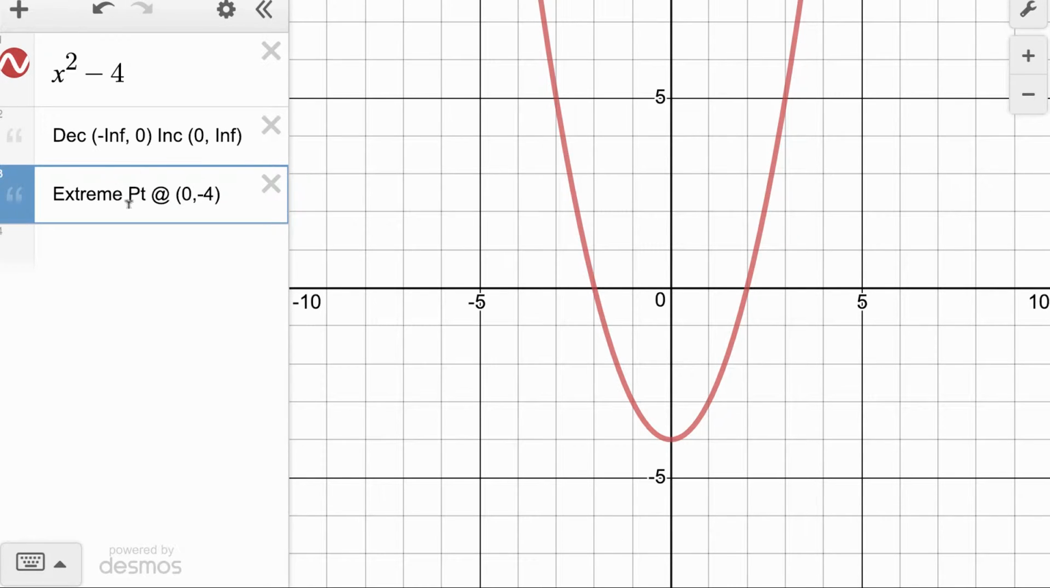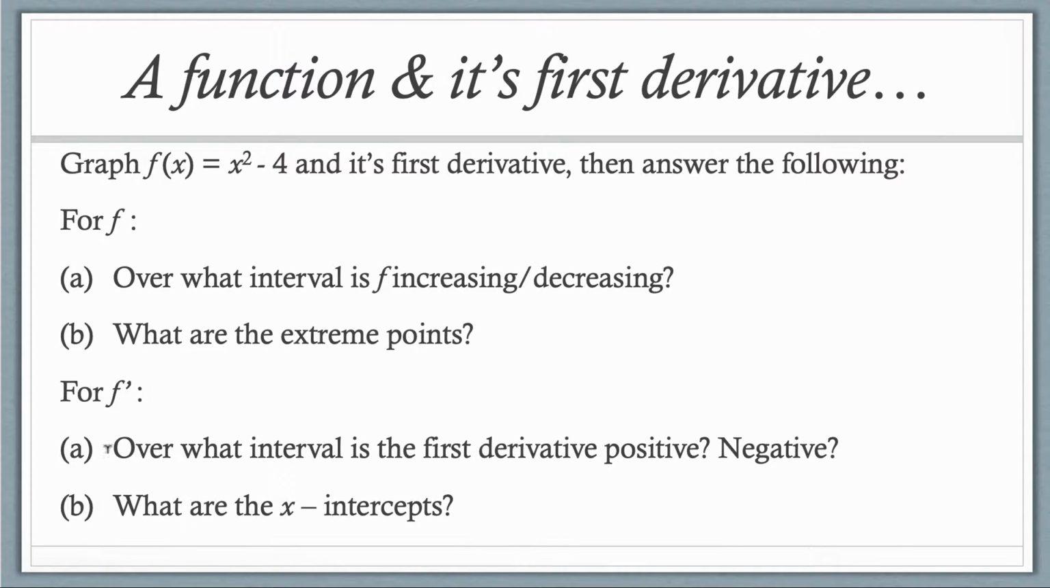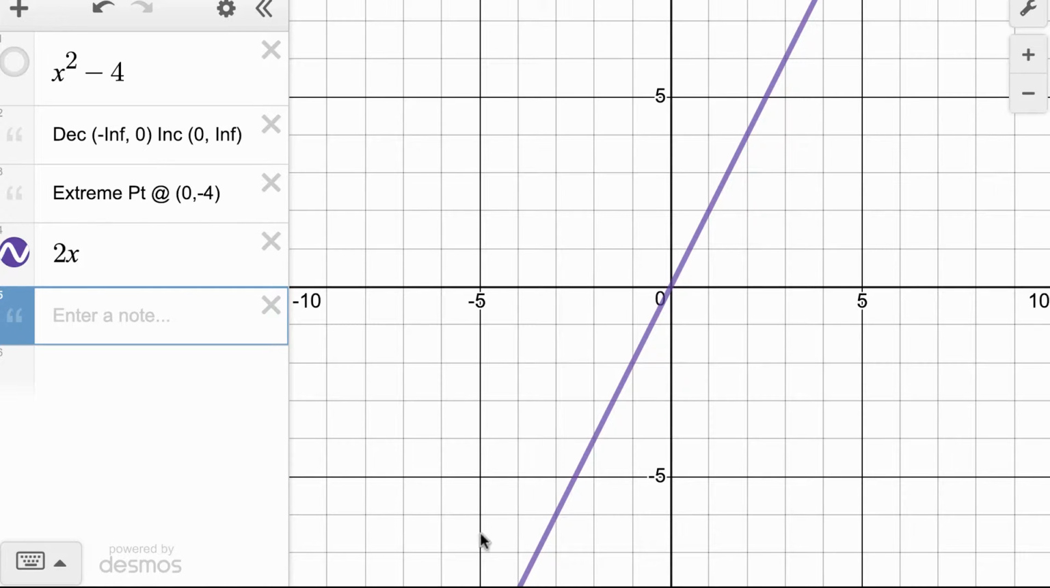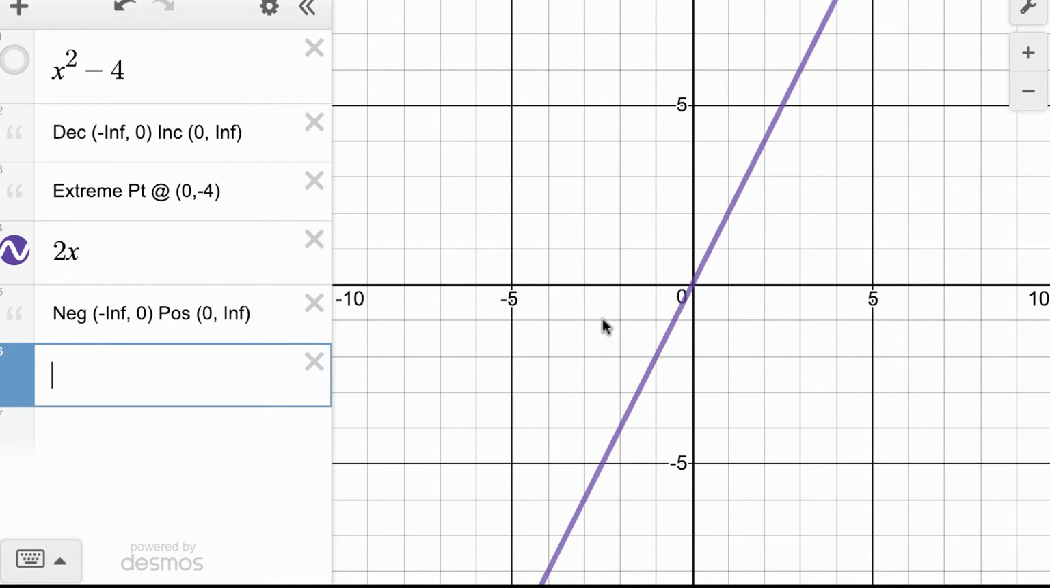All right, so I made my notes here of what our questions were. Now let's look at the first derivative. So the first derivative of x squared minus 4 is the line 2x. Okay, and again, we are being asked to find over what interval is the first derivative positive, where is it negative, and what are the x-intercepts. Okay, so we see that we are negative here from -infinity all the way to 0, and we're positive from 0 to infinity. We notice that we have an x-intercept here at the origin.